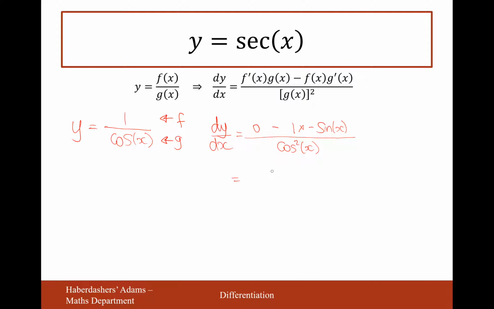Let's simplify this a little bit. Minus times a minus is a positive, so it would be sine x over cos squared. So this is the answer to the derivative, but we'll just split it up a little bit more. We'll split it up into 1 over cos times sine over cos.